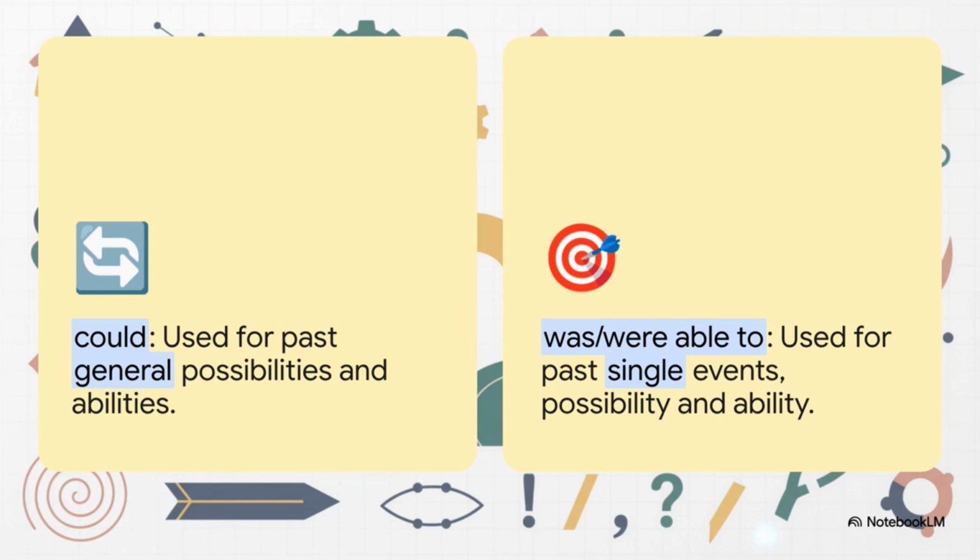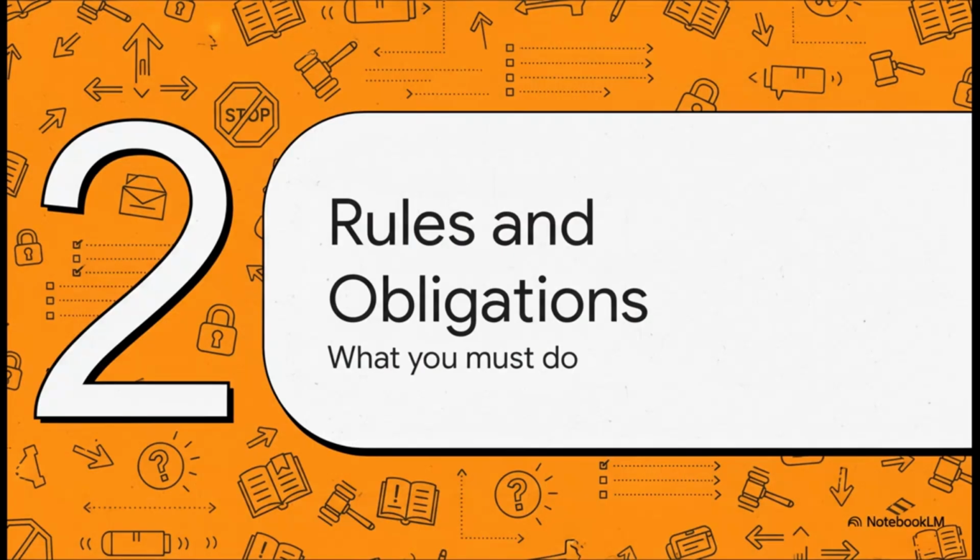So, for past ability, we actually have a couple of options. We use could when we're talking about a general ability in the past. Like, she could work on night shifts, meaning, in general, she had that skill. But, and this is the important part, for one specific time, a single event, we need to use was or were able to. So our sentence becomes, she was able to work last Tuesday night. Just that one time. See the difference? It's a key one. Awesome.